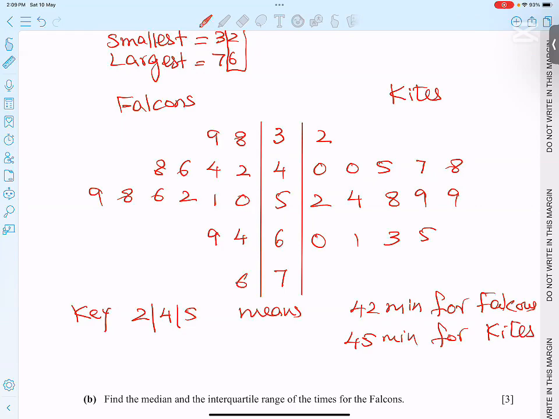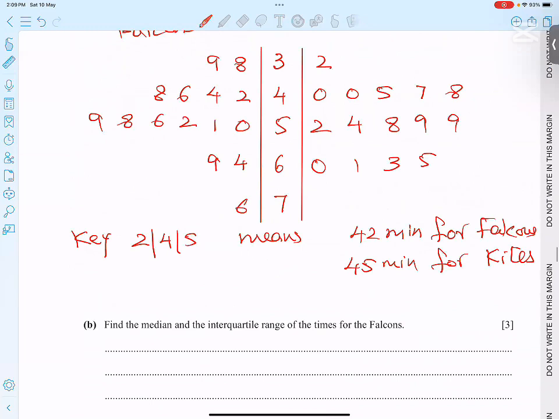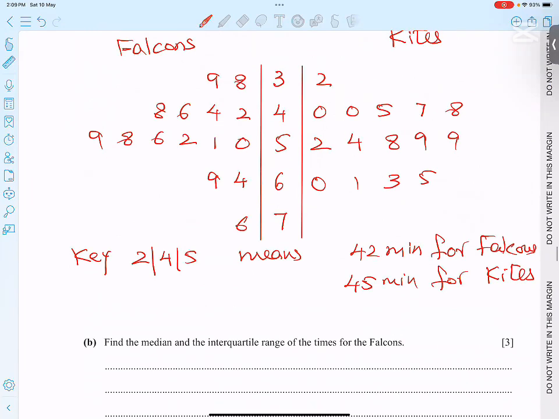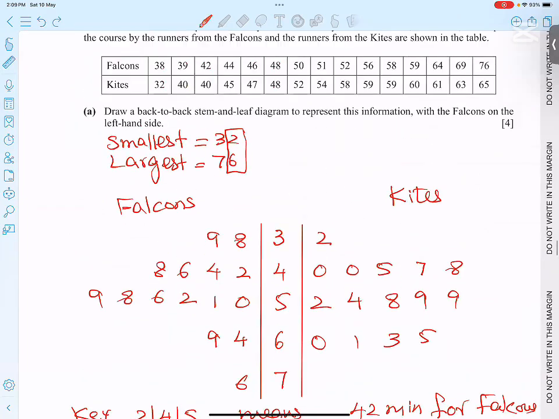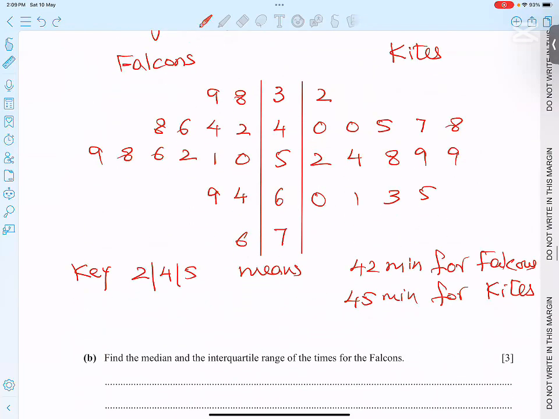So this is a key, and the 4 marks is over. Find the median and interquartile range of times for the falcons. Again, we have to concentrate on the left-hand side and check it. How many values are there in total? 15 members. You see that, 15 members.